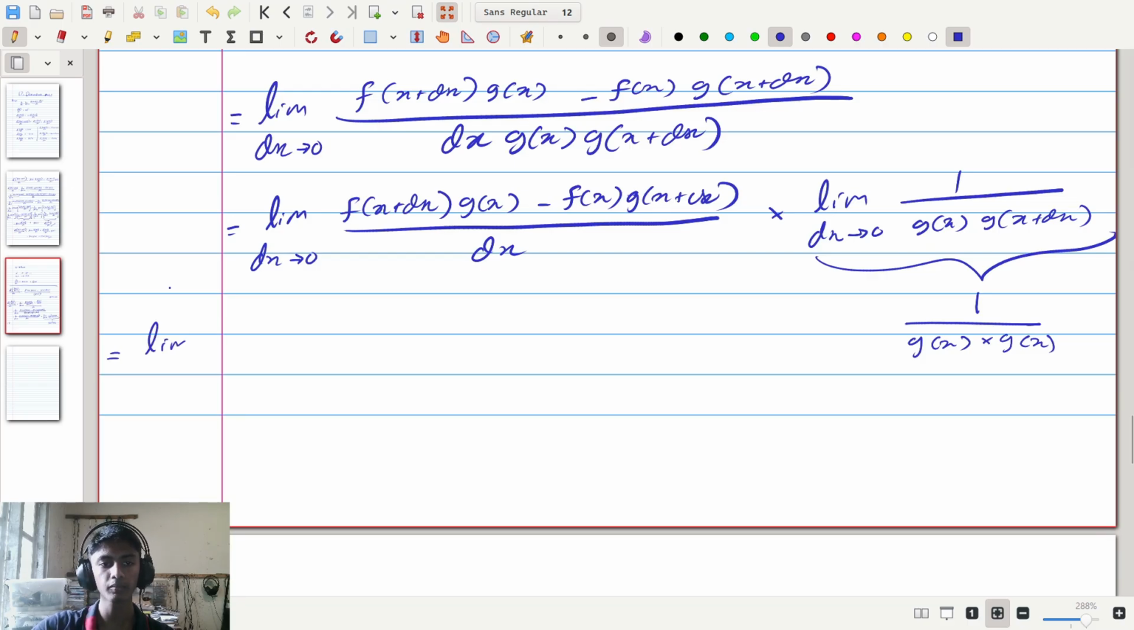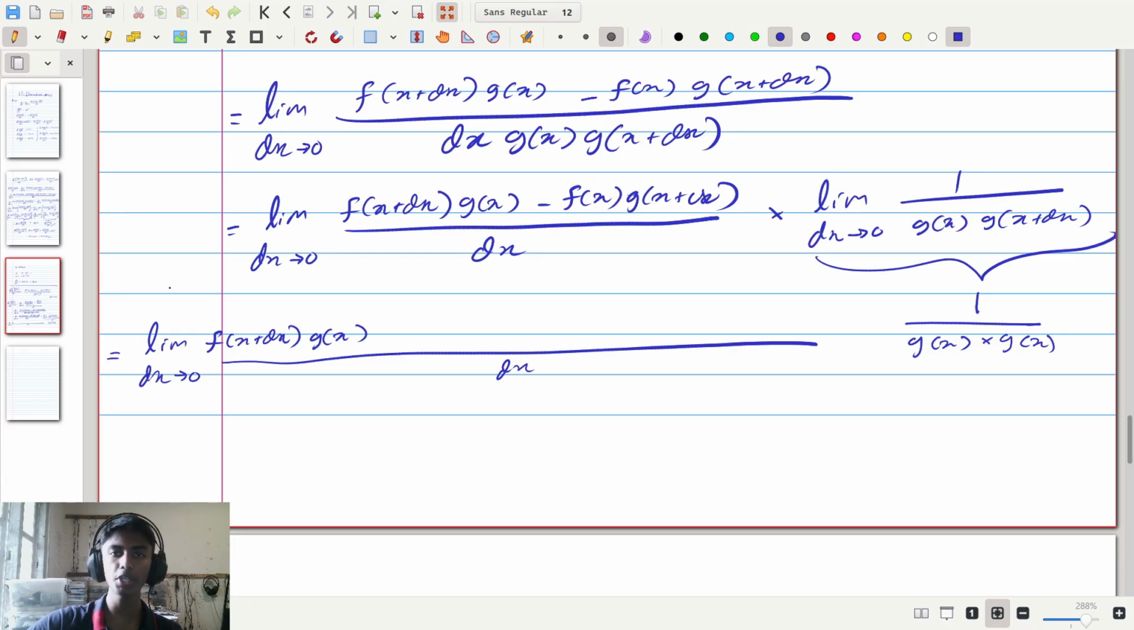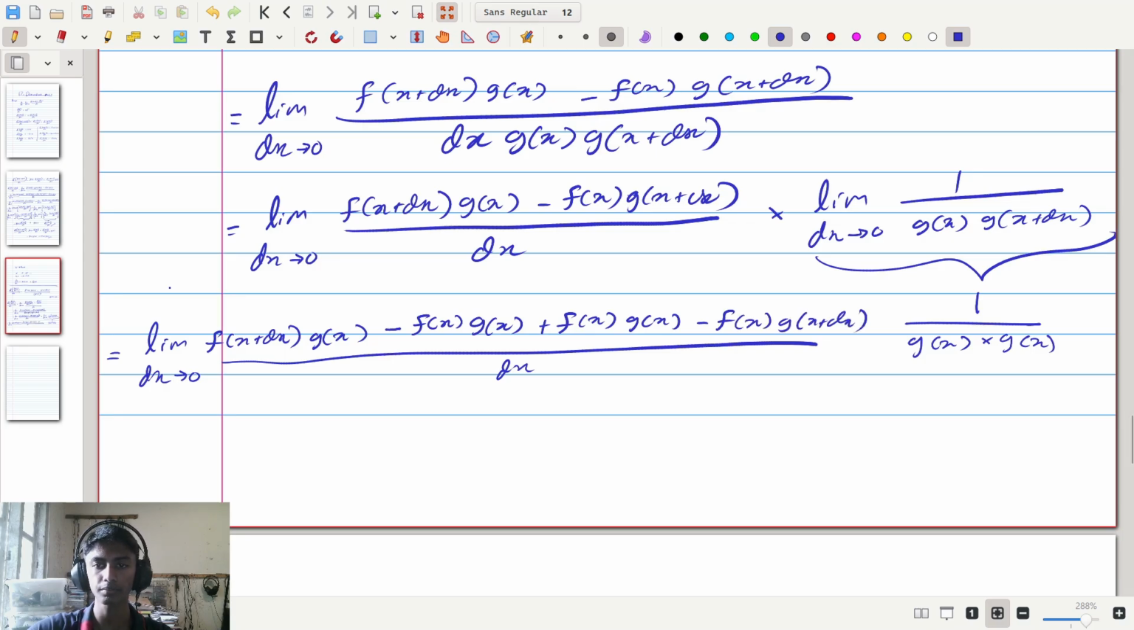This is the limit as dx approaches 0. We're going to have the first term normally. I'll write the divide by dx here. The first term we're going to have as f(x plus dx) times g(x). But now we're going to introduce the term that we want. We're going to introduce negative f(x) times g(x), and then when we introduce this term we need to add it again, so we're going to have positive f(x) times g(x), and then over here on the very end we have minus f(x) times g(x plus dx).